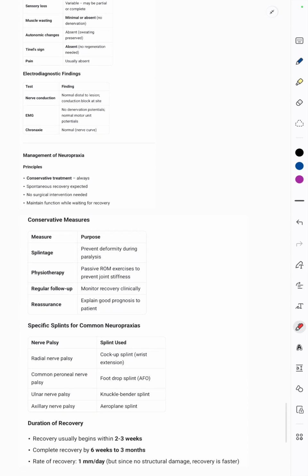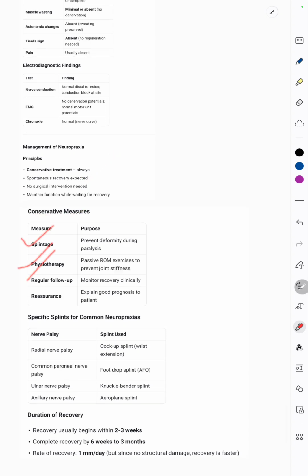Management is just conservative management, no surgical intervention. Spontaneous recovery is expected. The conservative measures used are splintage, physiotherapy, follow-up, and reassurance.